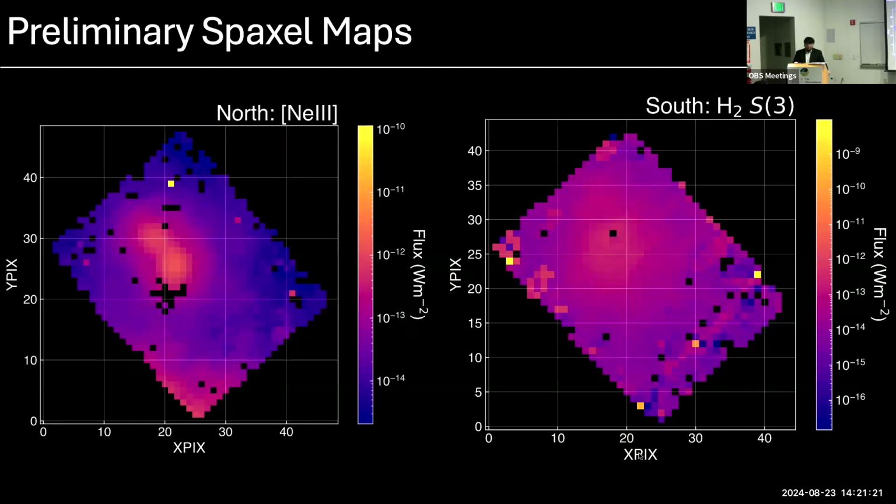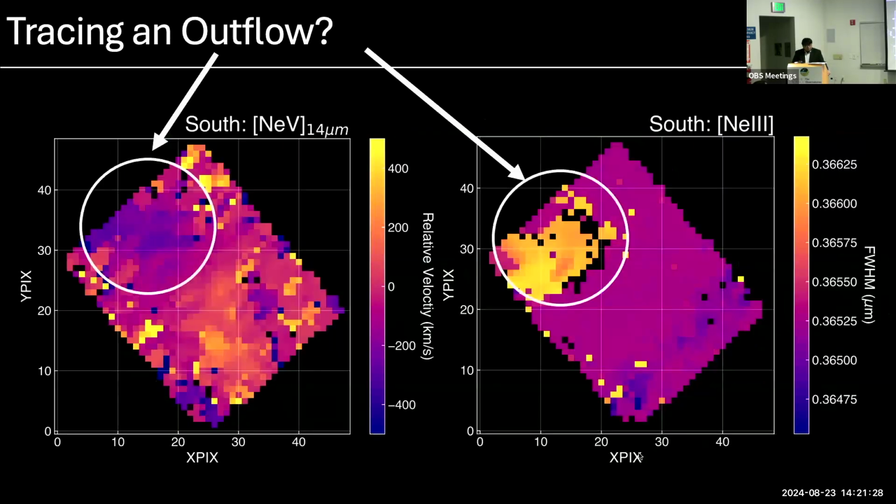But we ended up going through it and fitting each of these lines with a one Gaussian component, which is a rather naive fit. And we ended up finding that there was some velocity shearing present within this neon 5 line at 14 microns. And when we fit the neon 3 line at 15 microns, we ended up finding that the full width half maximum of the line fit tended to have this jagged discontinuity. And it's within the same region as this sort of blue shifted component.